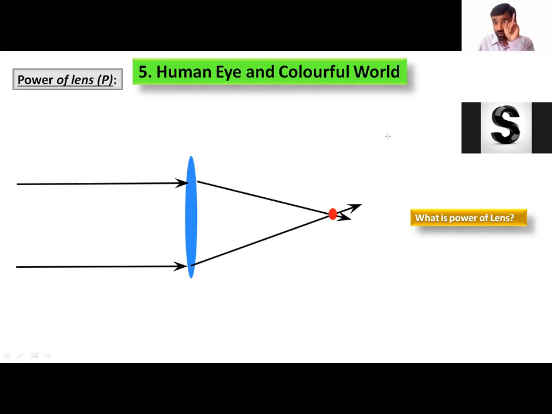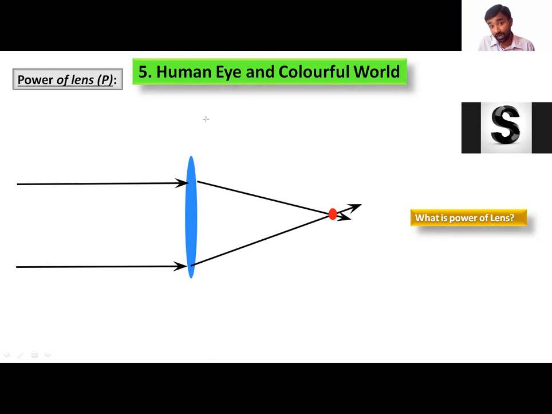Can you achieve this without using the lenses? Can you bend the light rays without any change in the medium? Impossible. So that is what I am trying to say here, right?